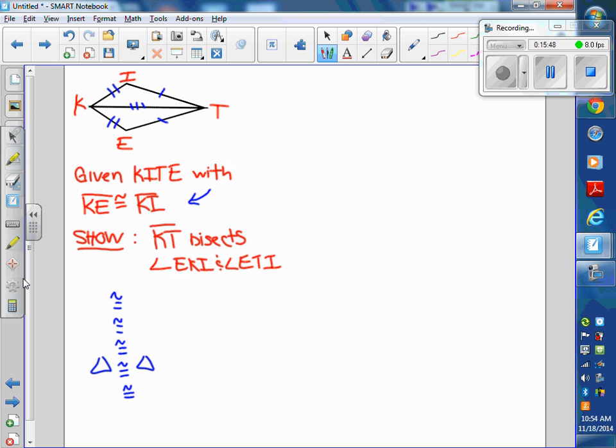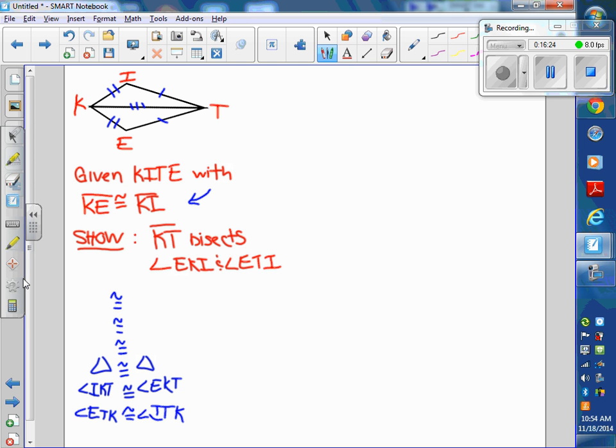What congruent angles? Right, I need angle IKT to be congruent to angle EKT. And I also need angle ETK to be congruent to angle ITK.